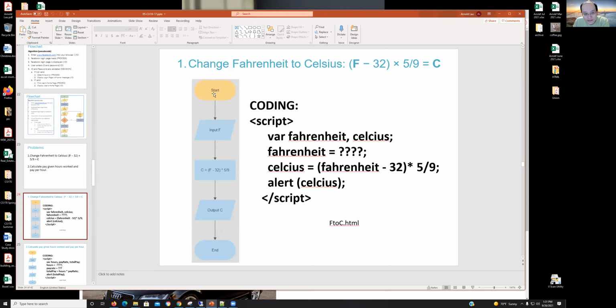But look here on the left, right? Your start, okay? You're inputting the Fahrenheit and then your rectangle to do your calculation for Celsius, and then your output in Celsius, and then the end. Okay, so kind of a simple algorithm, but that's what it is.